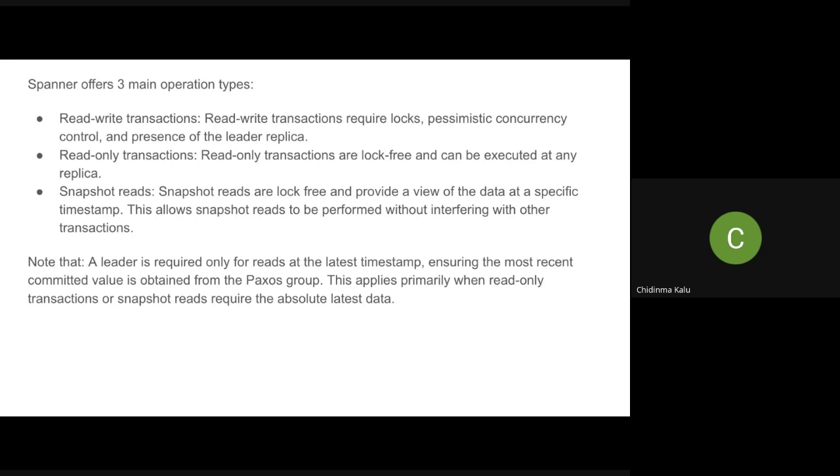Yeah, remember I said earlier that for read-only transactions and snapshot reads, the leader is not needed. You can actually do both of those things on the replica. However, if you're trying to read at the latest timestamp, you need to read from the leader. The leader is actually required for reads at the latest timestamp, basically.